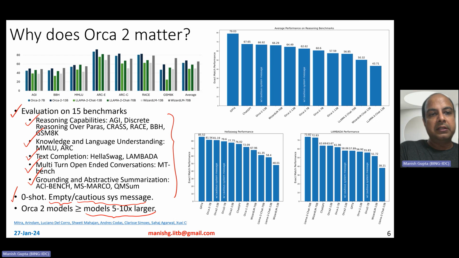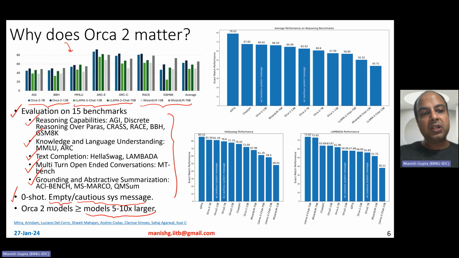Let's look at this picture first. Various models are being compared: Orca 2, 7 billion and 13 billion. They trained two different sizes, 7 billion and 13 billion. And they compare them with Llama 2 chat models, which are 13 billion and 70 billion, and WizardLM models, which are 13 billion and 70 billion again.